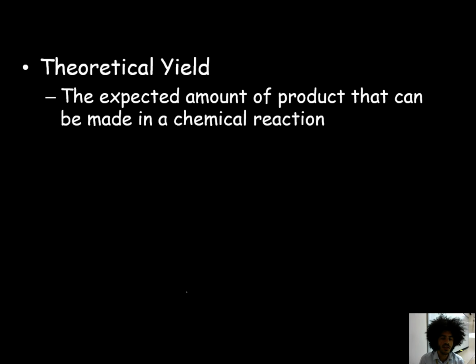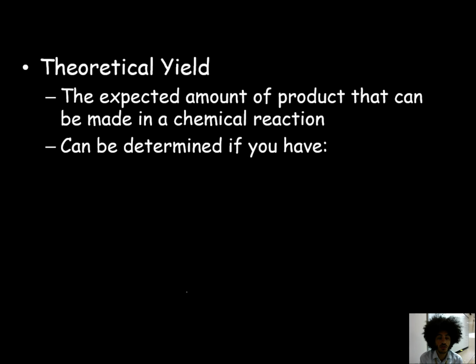Now theoretical yield is basically the expected amount of product that can be made in a chemical reaction. It's likely that in most reactions in the real world you very rarely make what you expect to make because you're going to lose product for lots of different reasons. But it's quite useful for chemists at an industrial level to work out how much they expect to make, and then they can work out how they can maximize their yield to get really close to it.